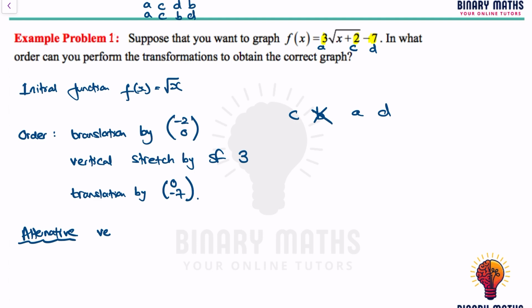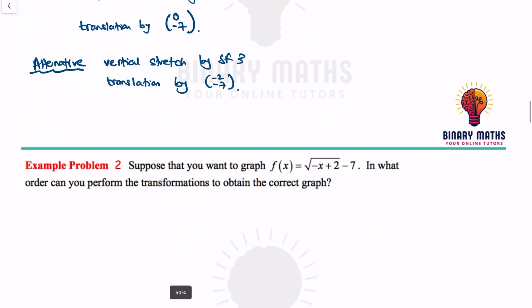As long as you do A before D, so you have to do a vertical stretch by scale factor 3 first, but then you can combine the two translations because it doesn't matter that C and D can be performed together. So translation by minus 2, minus 7. What you can't do is put the translation first, because then D would come before A, so you can't do that.